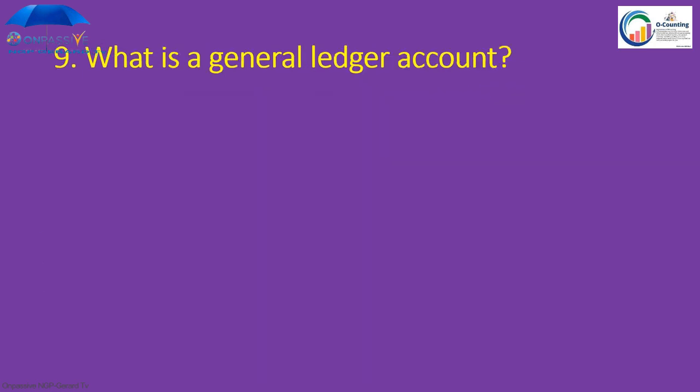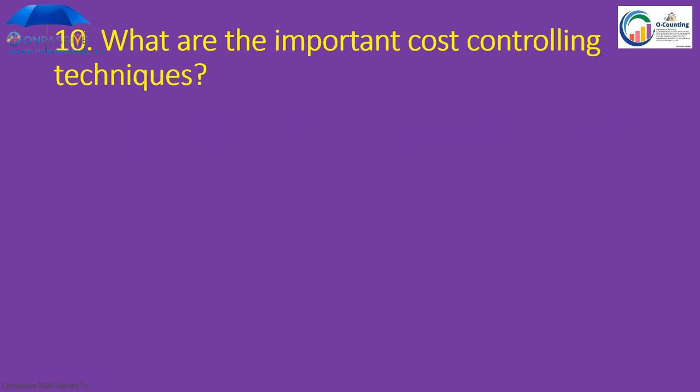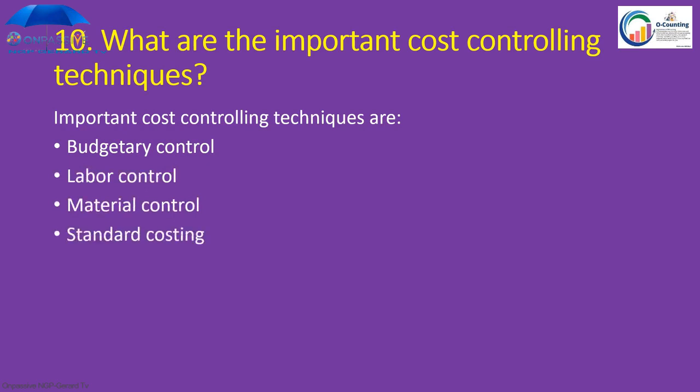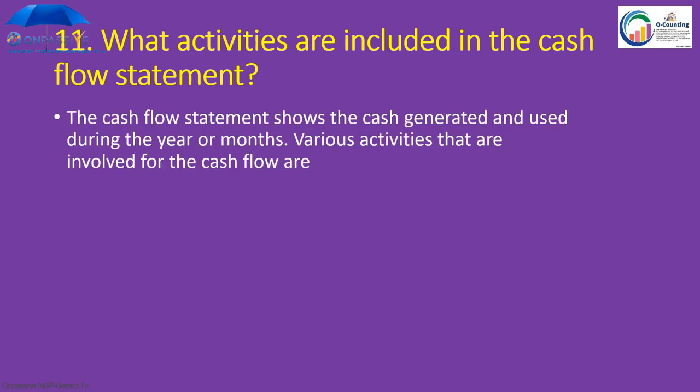What is a general ledger account? The general ledger records all the company's financial data, including debits and credits. What are the important cost controlling techniques? Important cost controlling techniques are budgetary control, labor control, material control, standard costing, overhead control. What activities are included in the cash flow statement? The cash flow statement shows the cash generated and used during the year or months.